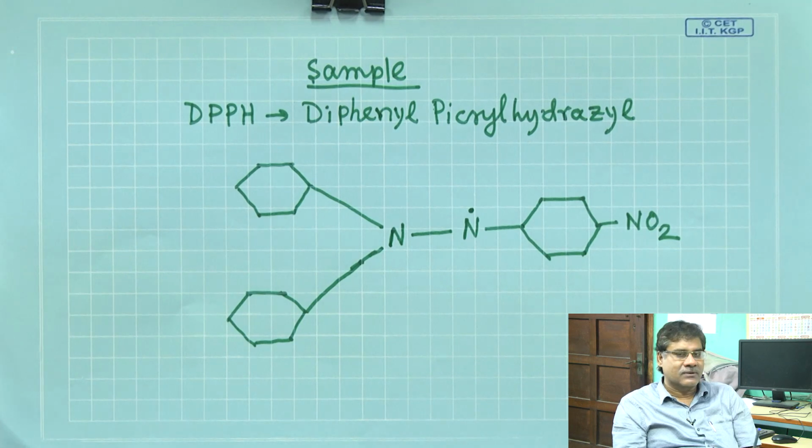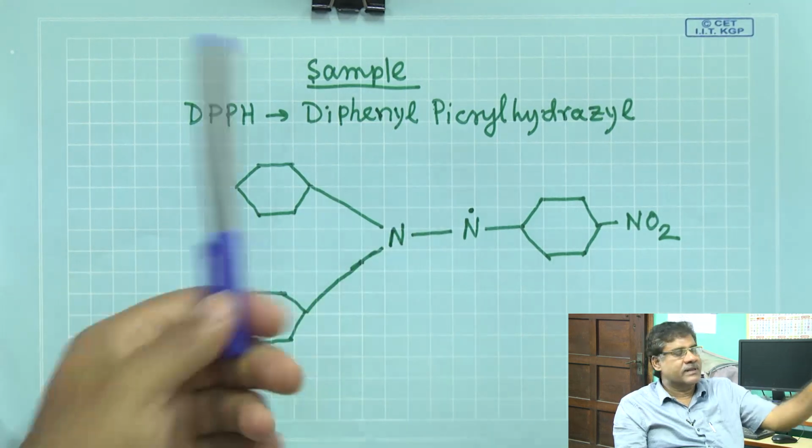So in the DPPH sample, one can treat whatever electrons are there as free electrons. We expect the G value to be around 2.